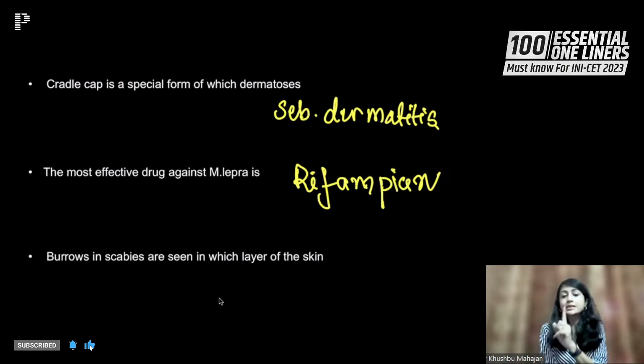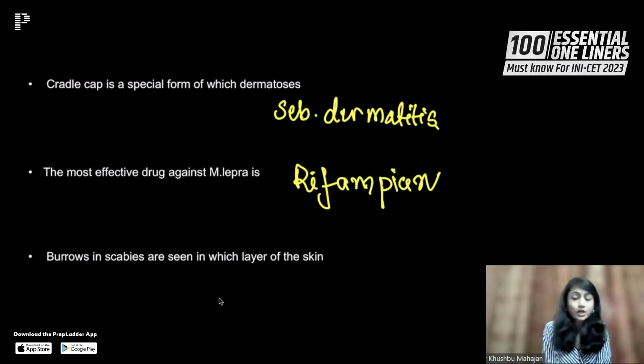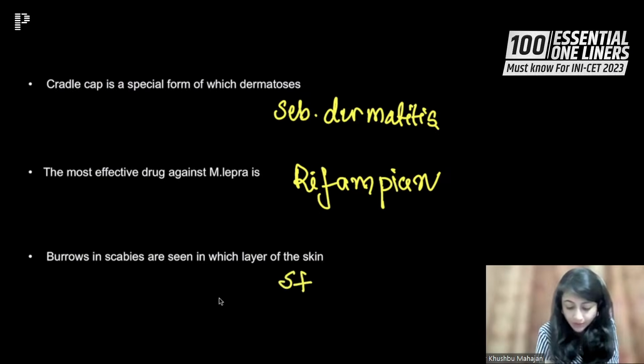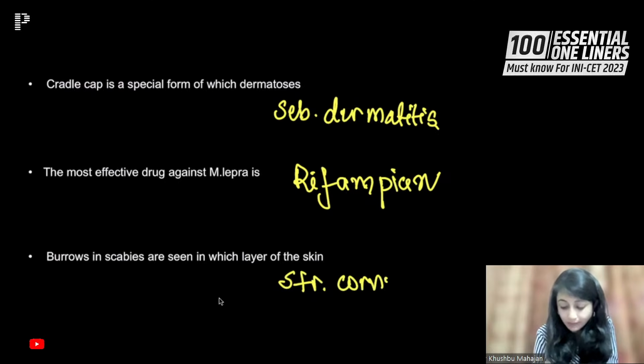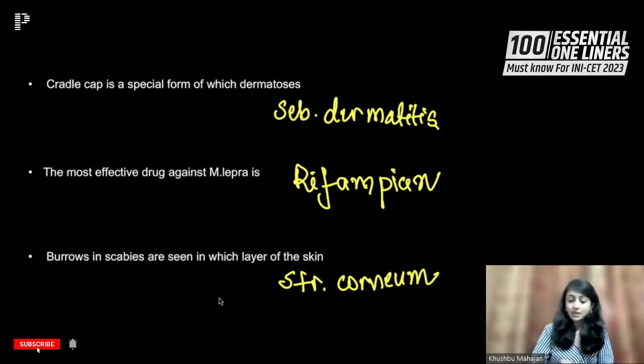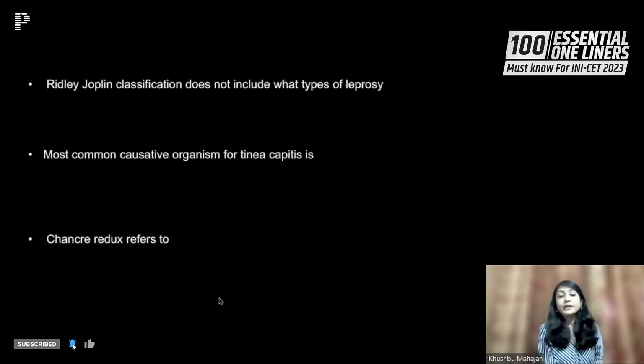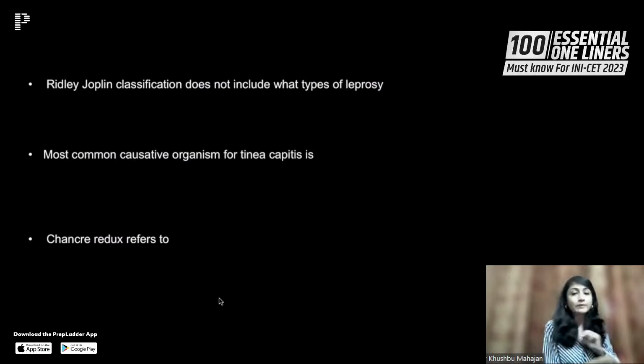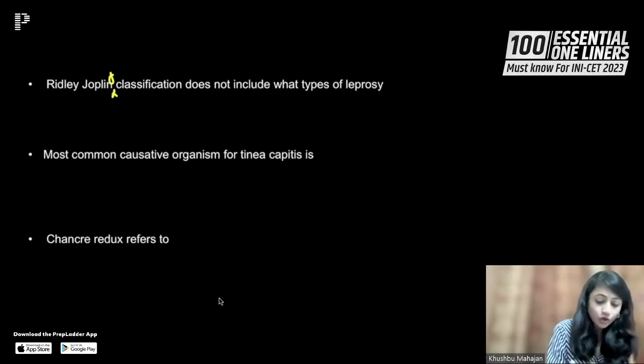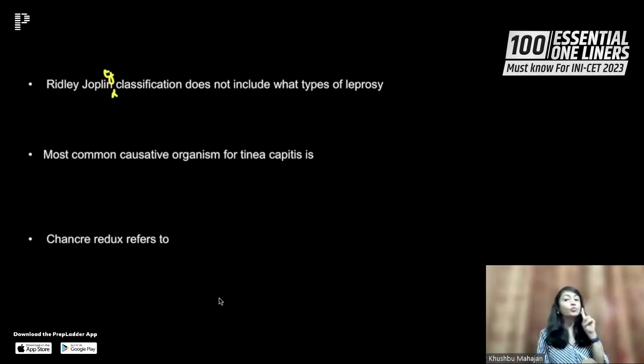Burrows in scabies are seen in which layer of the skin? Where do you see burrows in skin? Absolutely right. Stratum corneum. Remember, burrows can extend up to stratum malpighii, but they're seen in stratum corneum. Ridley-Jopling classification does not include what two types of leprosy? Ridley-Jopling classification does not include what two types of leprosy that we commonly see?